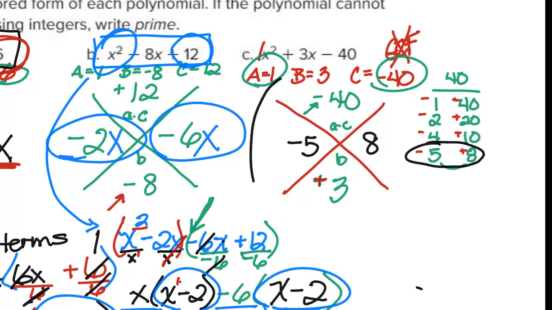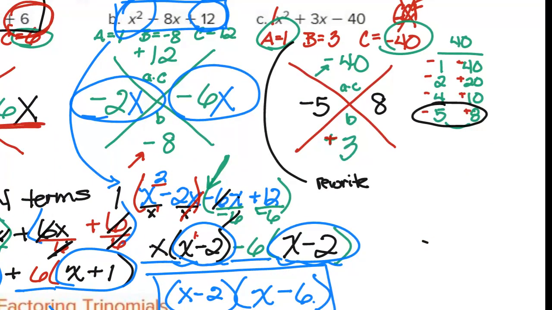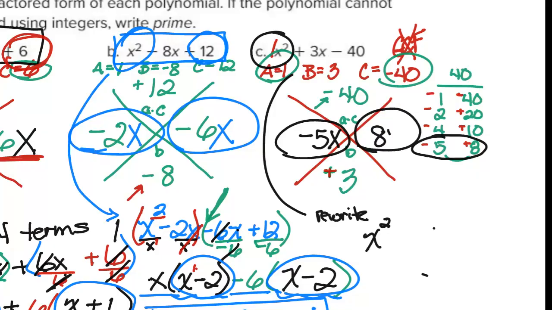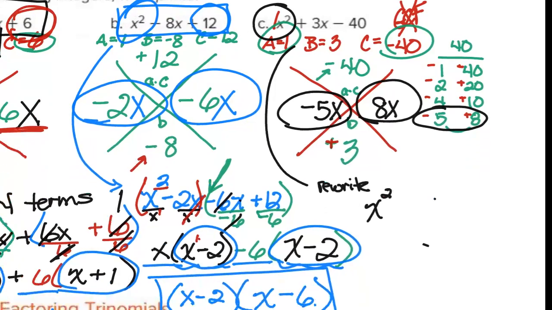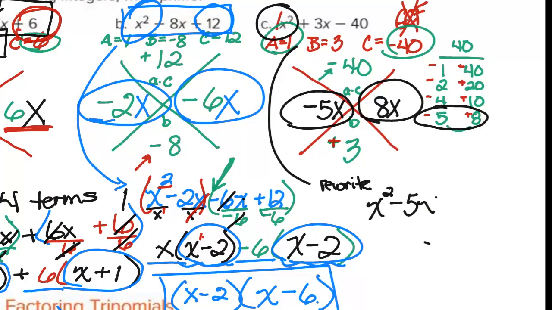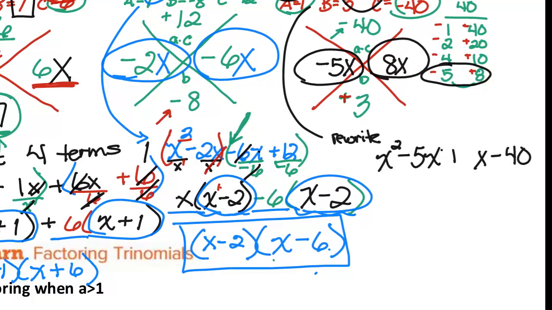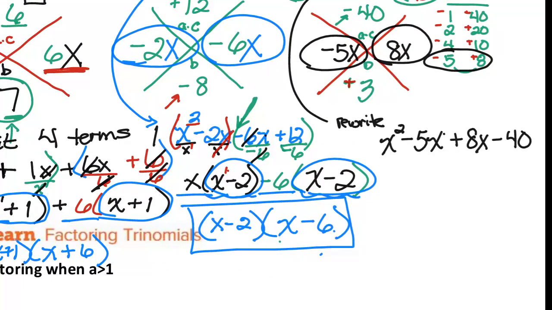All right, so we are going to rewrite this right here. Okay? So start with the first term, which is x squared. First term stays the same. The middle two terms that you're going to write are these two terms that you found on the side. So that is minus 5x and plus 8x. And the last term stays the same at minus 40. Then we are looking at factoring by grouping.